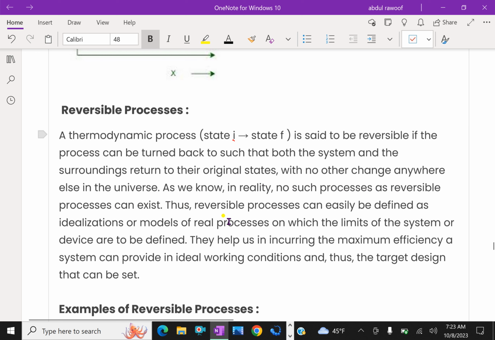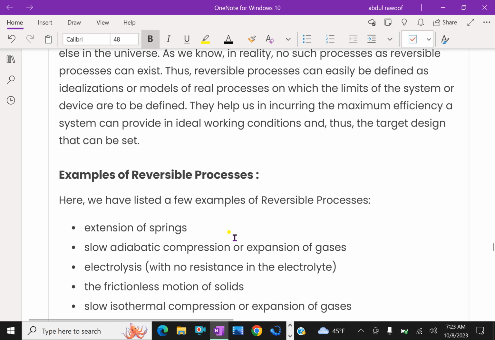As we know, in reality, no such process as a reversible process can exist. Thus, a reversible process can be defined as an idealization or model of real processes, by which the limits of a system or device are defined. They help us find the maximum efficiency a system can provide at ideal working conditions, and thus the target design that can be set.